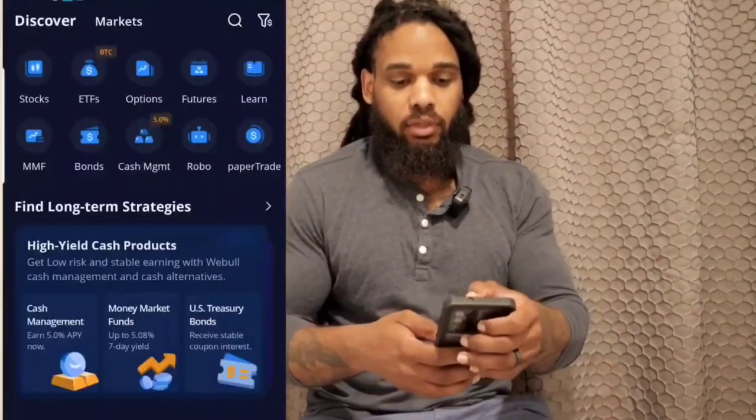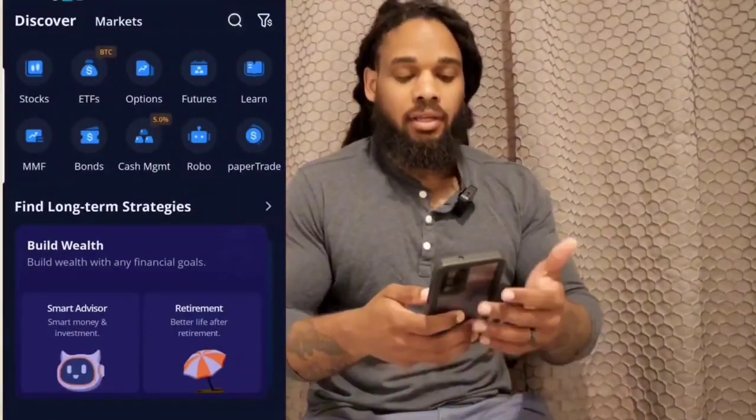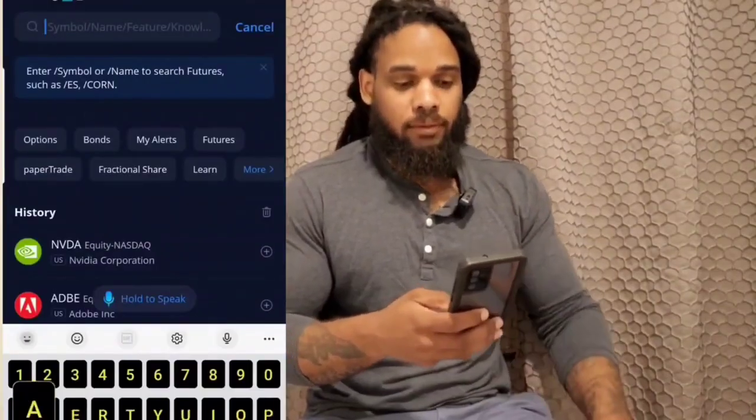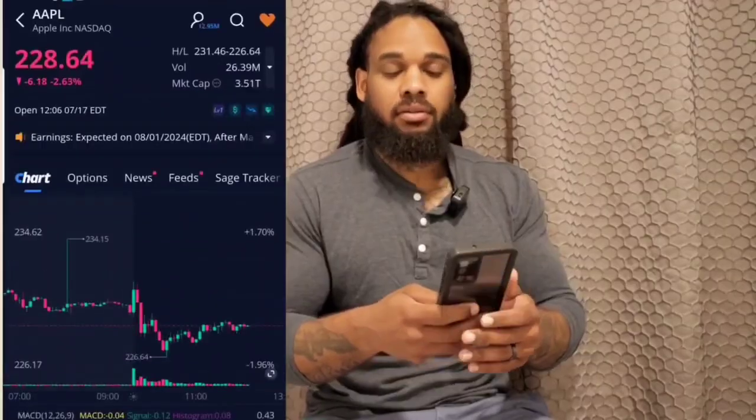Level up together. To trade stocks on Webull for beginners. Alright, guys, so the first thing that we're going to do is look for a specific stock that we are going to trade. Let's use Apple for this example. So we type in Apple right there. You see Apple pops up here.